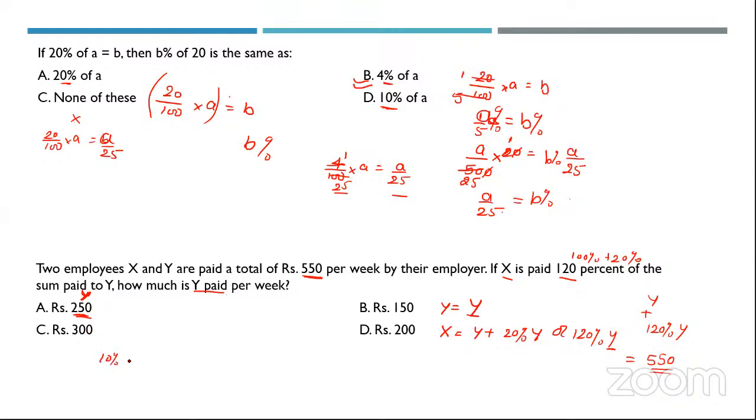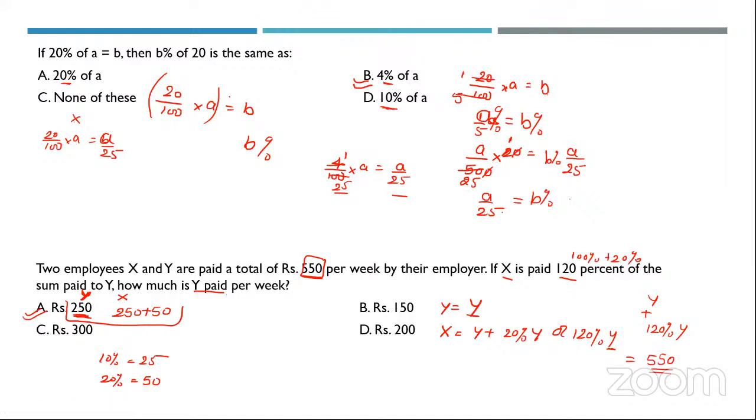10% of 250 is 25. So 20% is what? 50. So can I say if X is getting 250 plus 50, this summation is equal to 550. If it is equal to 550, it means that's your answer.